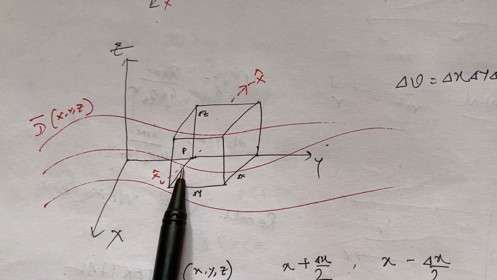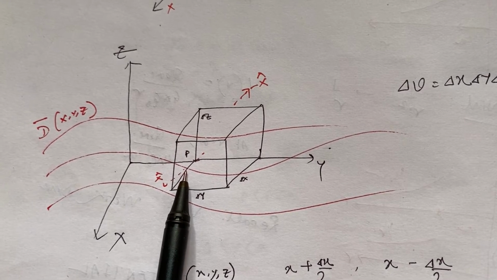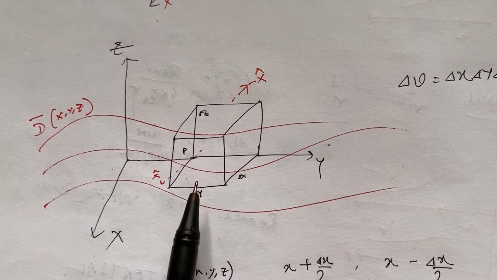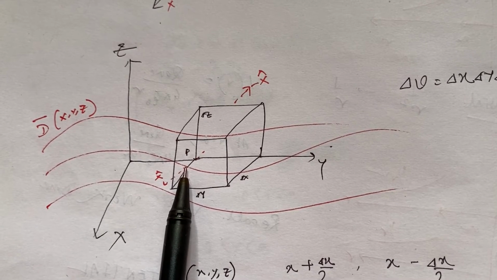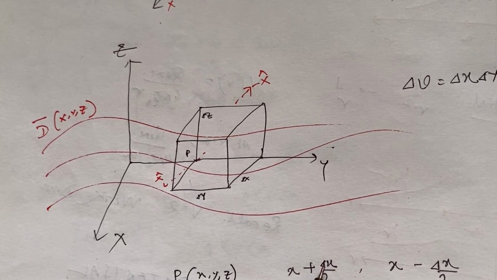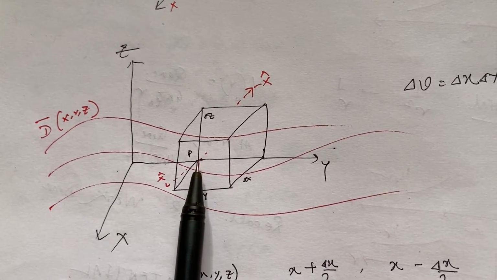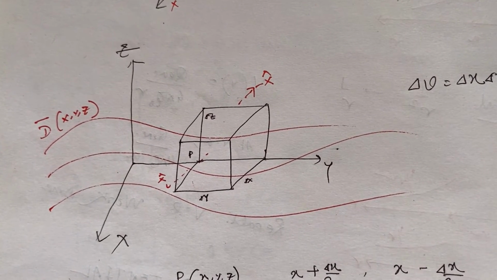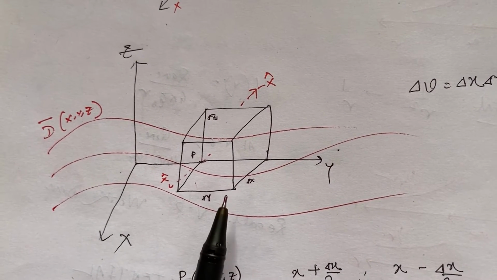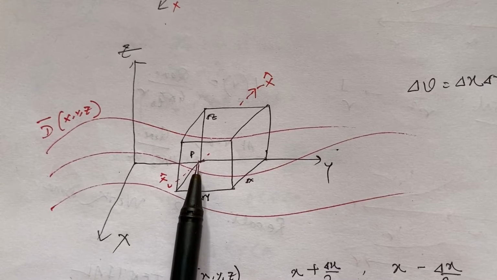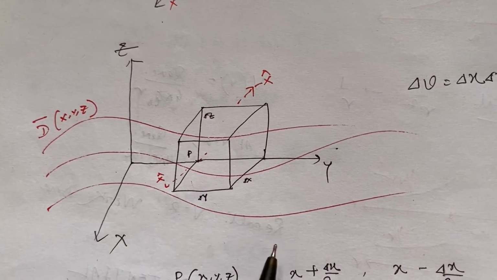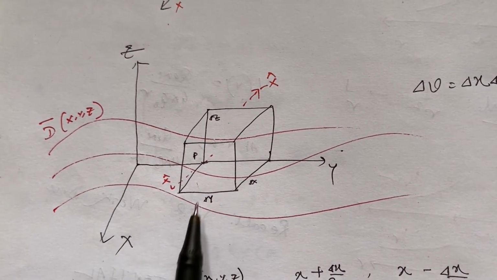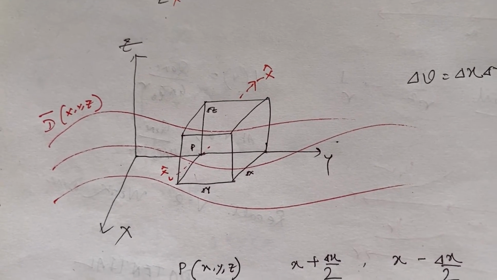Like here, at some point we have some x value, and just at the front surface, suppose I approach in this direction delta x amount, and along the back direction again delta x amount. Then I am landing at a point where the x coordinate will be x plus delta x by 2 and x minus delta x by 2.